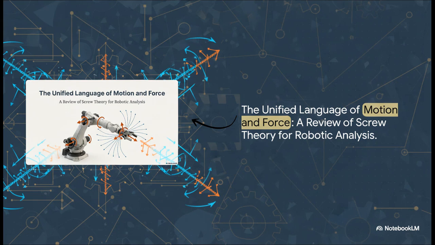You know, when you see a robot move with such perfect, fluid precision, have you ever wondered what's going on under the hood? It turns out there's this hidden, almost poetic language that describes it all, a really elegant way of looking at motion and force. And today, we're going to dive into that unified language, screw theory.